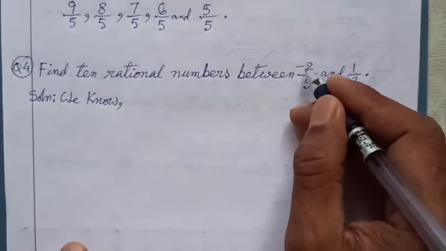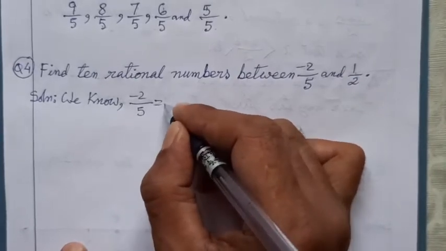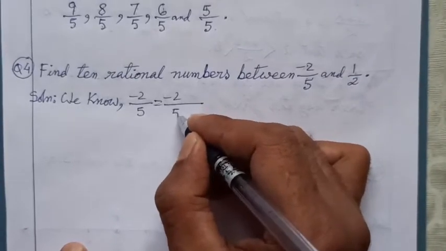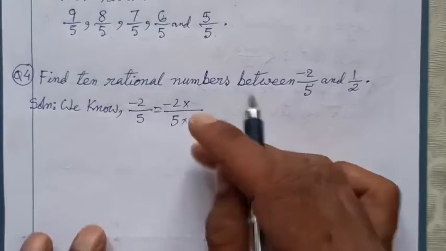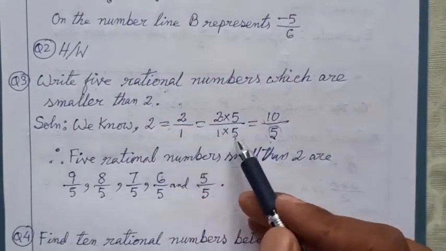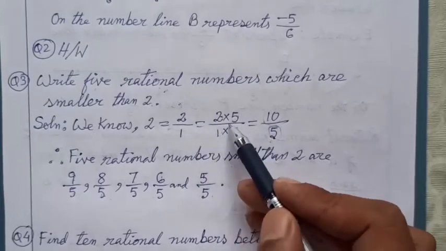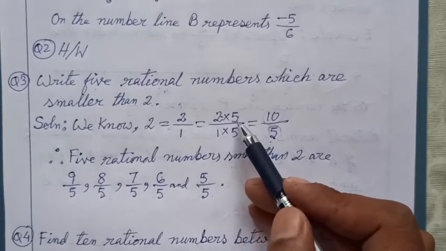First you take -2 by 5. -2 by 5 into... In question number 3, this 2 by 1 we are multiplying by 5.